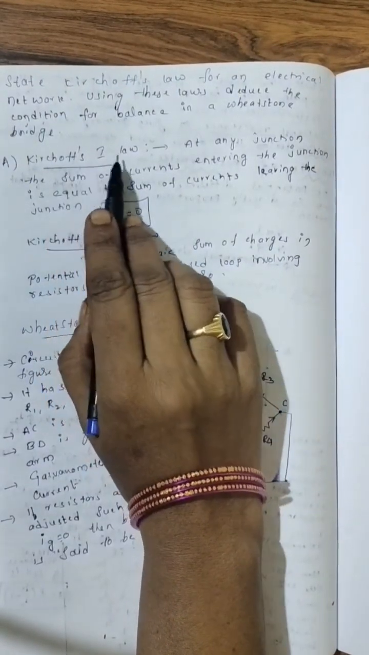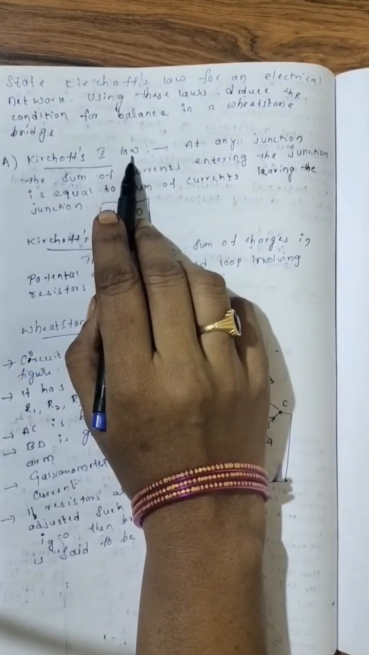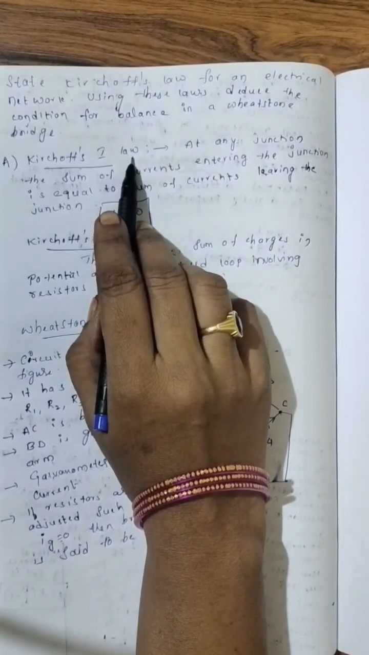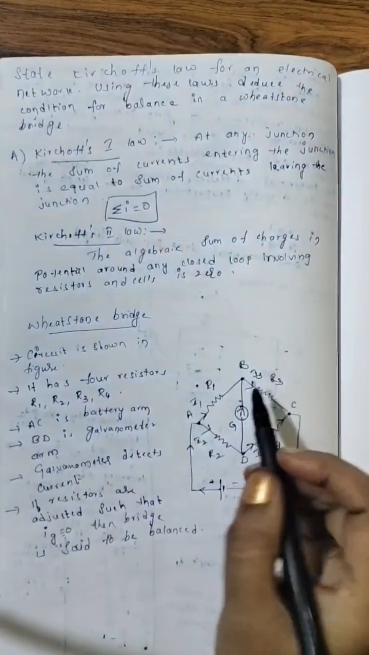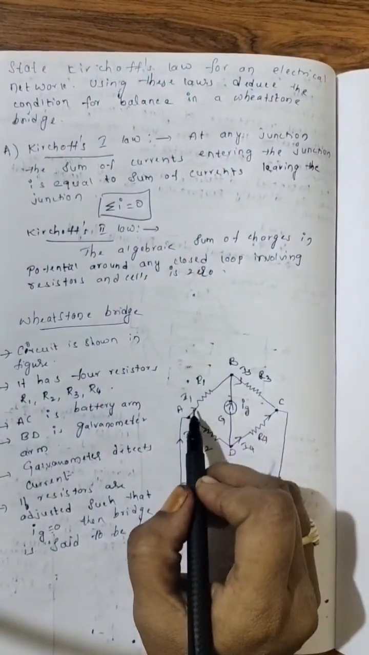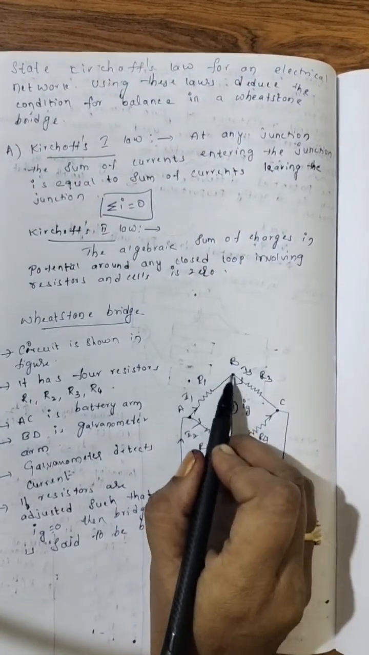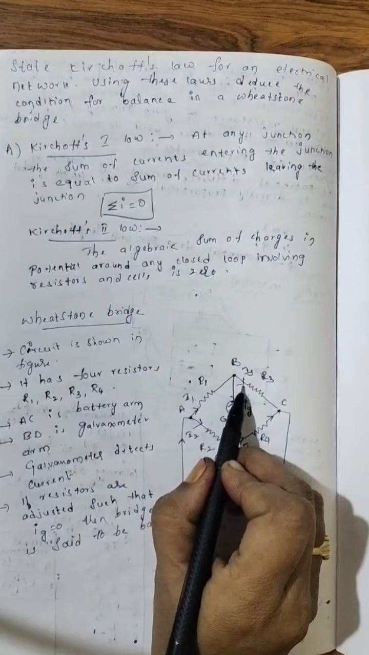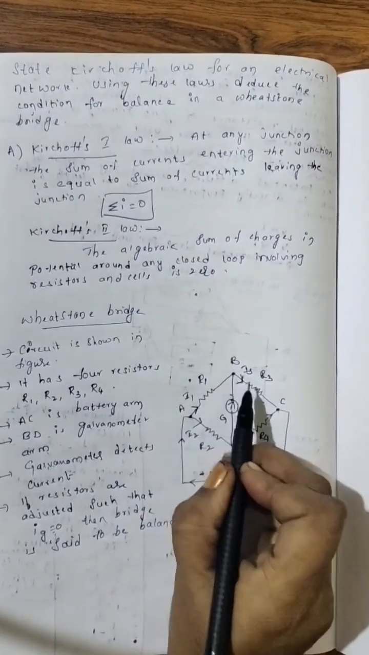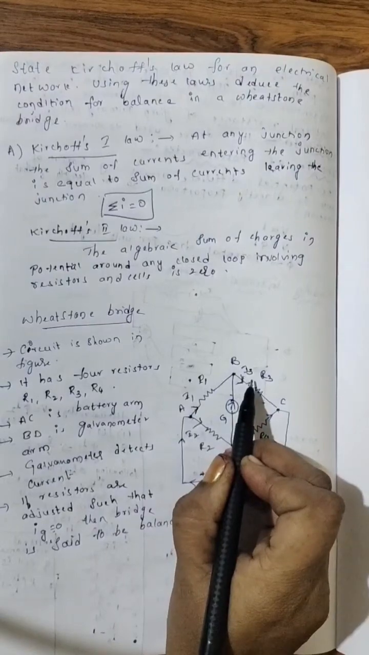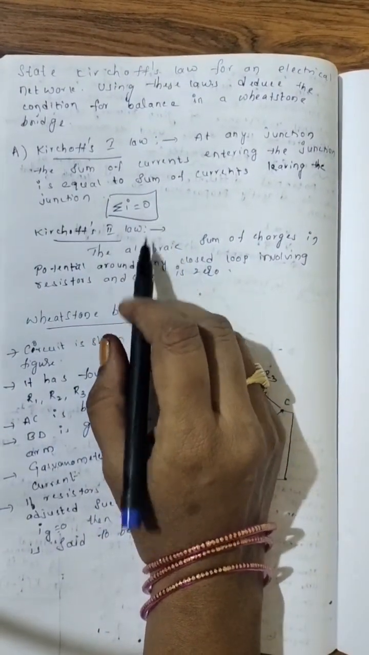Kirchhoff's first law, we call it the current law, KCL, Kirchhoff current law. It says that at any junction, the sum of currents entering the junction is equal to the sum of currents leaving the junction. So I1 is entering the junction, I3 is leaving the junction. So the summation of I is equal to 0.